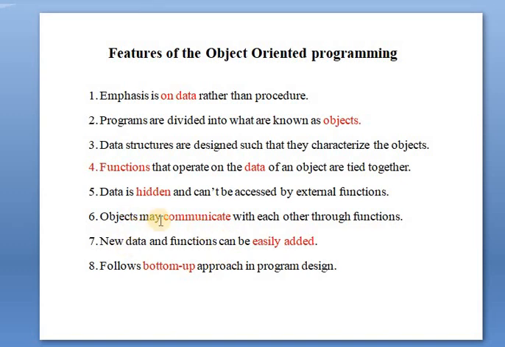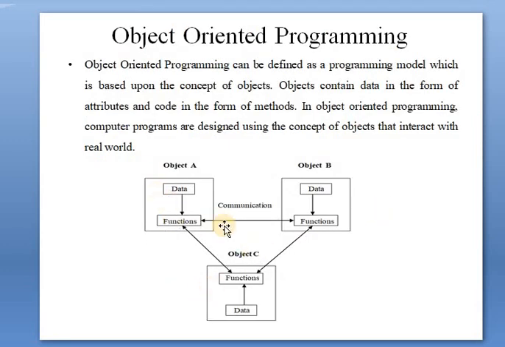Now, objects may communicate with each other through functions. Suppose object A wants to communicate with object B, it will be done by using functions. Suppose we want to execute a function from object B, the function of object A can call the functions of object B.